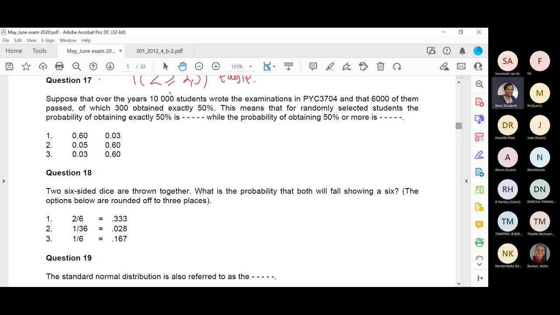Suppose that over the years, 10,000 students wrote the examination in PSYC3704 and 6,000 of them passed, of which 300 obtained exactly 50%. This means that for randomly selected students, the probability of obtaining 50% is, while the probability of obtaining more than 50% is, so you also need to calculate the probabilities.